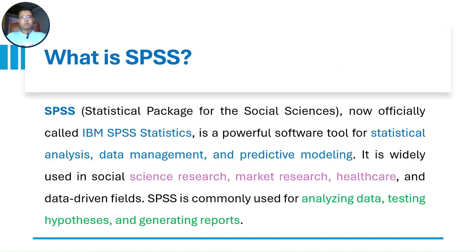First of all, what is SPSS? SPSS is a statistical program. It stands for Statistical Package for Social Science. Right now, SPSS is officially called IBM SPSS Statistics because it's developed by IBM. It's a very powerful tool for statistical analysis, data management, and predictive modeling.